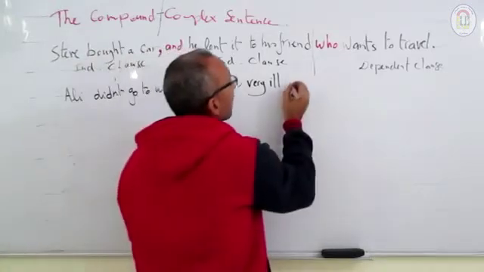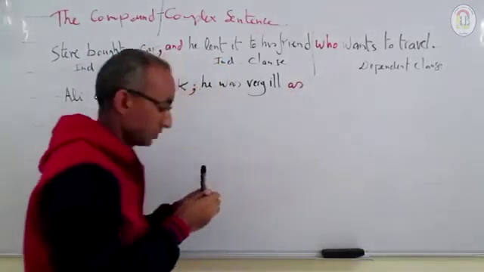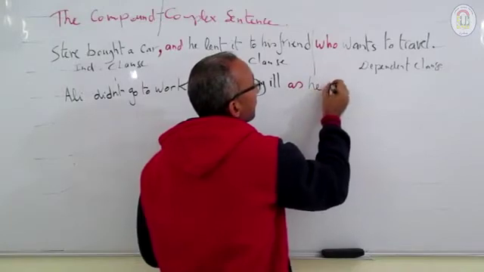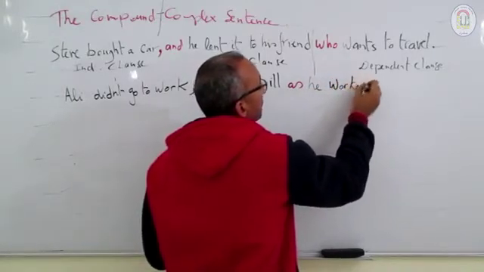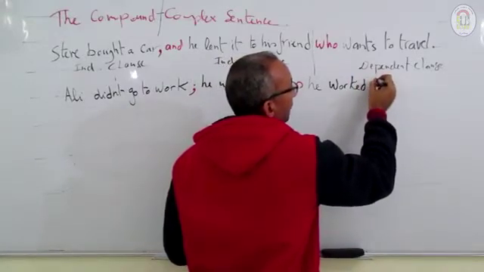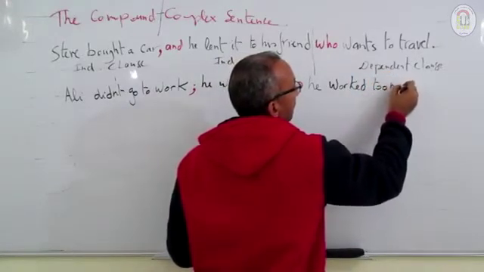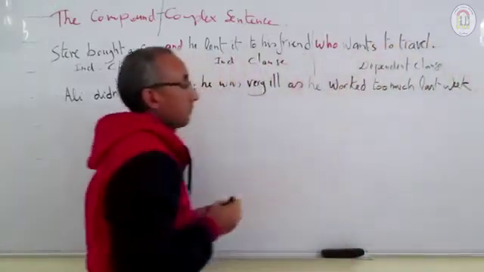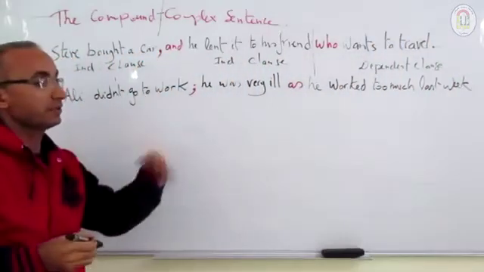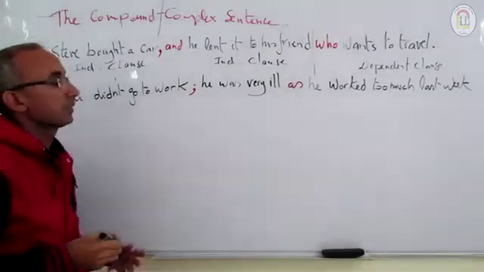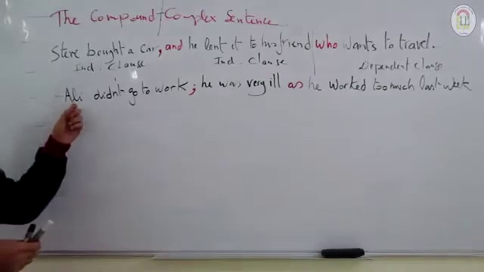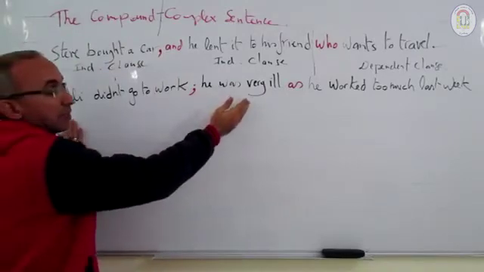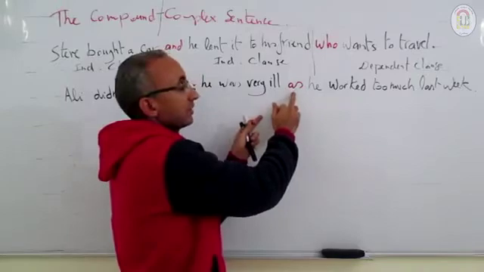Because or as, a conjunction of subordination. As he worked too much, he did heavy work last week, then he became a bit ill. So here also I have: Ali didn't go to work; he was very ill. This one represents my compound sentence, plus as, which is a conjunction of subordination.